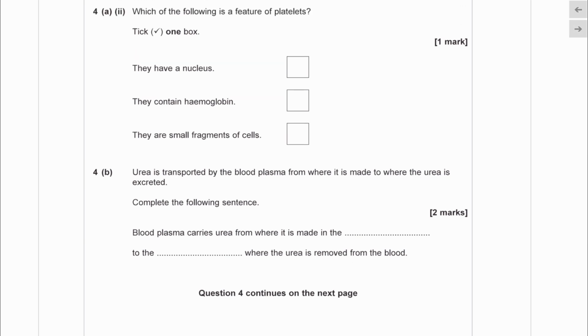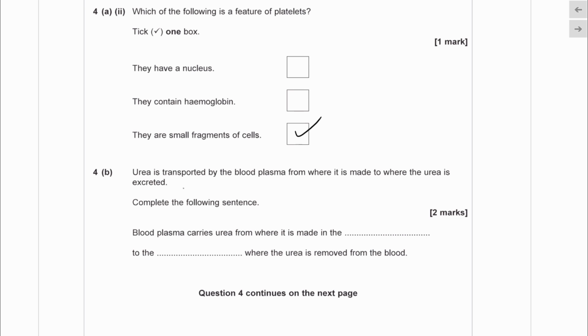Oh, can't see that. There we go. It says, which of the following is a feature of platelets? Now, they don't have a nucleus. Right, they are actually small parts of cells. They're not full cells themselves, so they don't have a full nucleus. They don't contain hemoglobin, because that is the red blood cells, right? So the correct answer is that they are small fragments of cells.